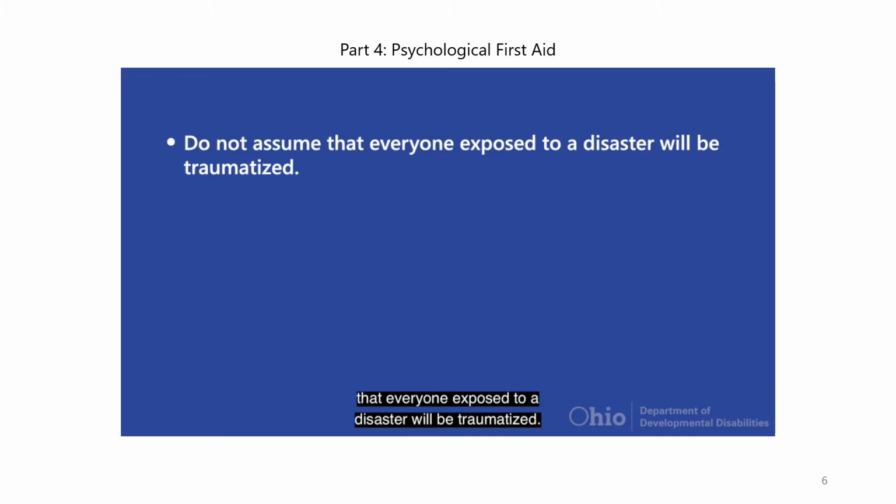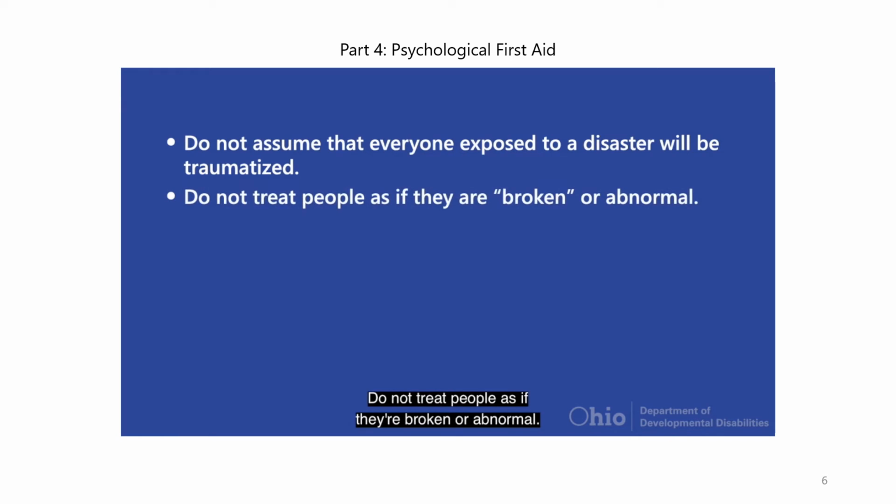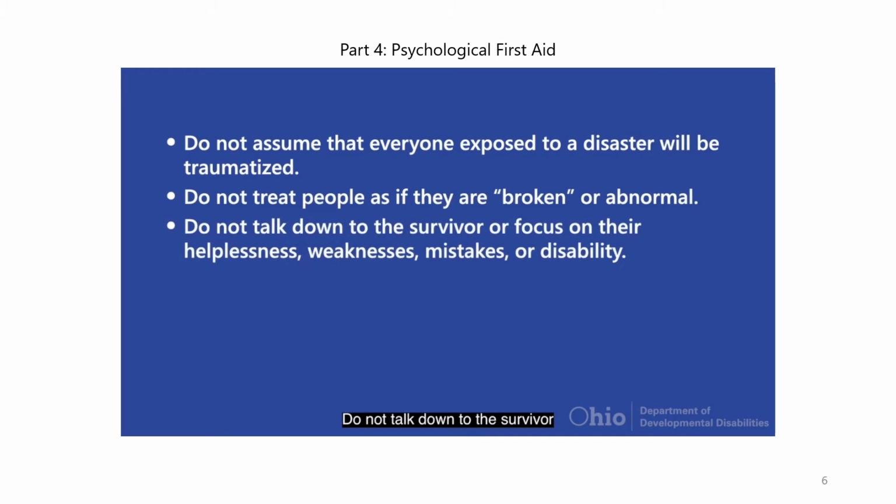Do not assume that everyone exposed to a disaster will be traumatized. Do not treat people as if they are broken or abnormal. Most acute reactions are understandable and expected, given what people exposed to a disaster have experienced. Do not talk down to the survivor or focus on their helplessness, weaknesses, mistakes, or disability. Focus instead on what the person has done that is effective or may have contributed to helping others in need.